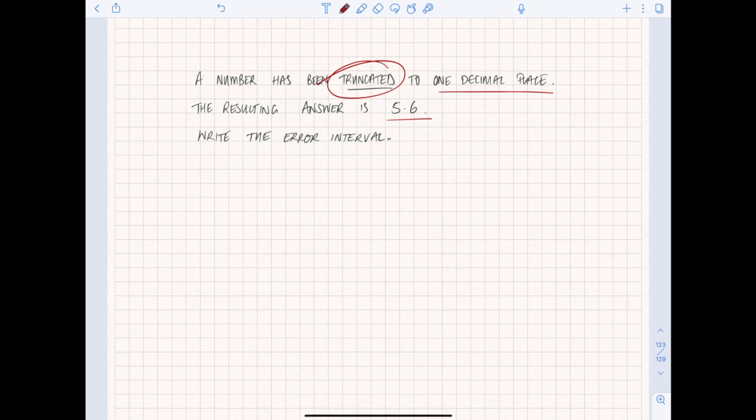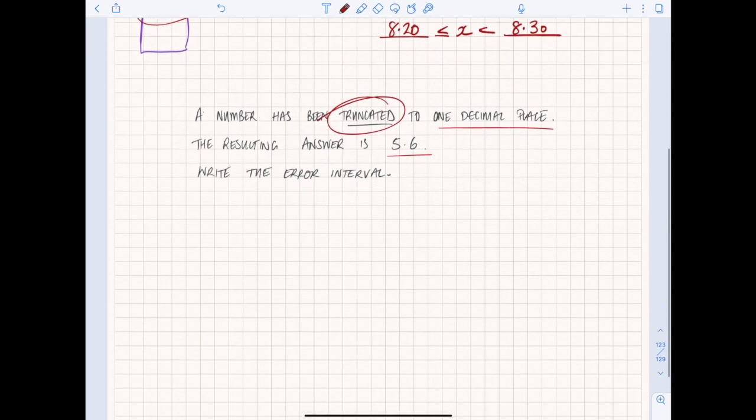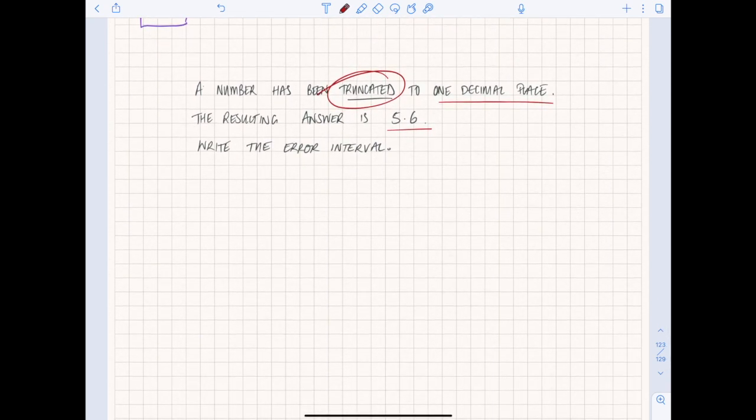If you see a question that says about it being truncated, it's exactly the same as what we've done in this one here. So we say again, it has to be beginning with 5.6 because the number begins with that 0.6. It can't go lower than 0.6. And then the absolute maximum would be 5.7.